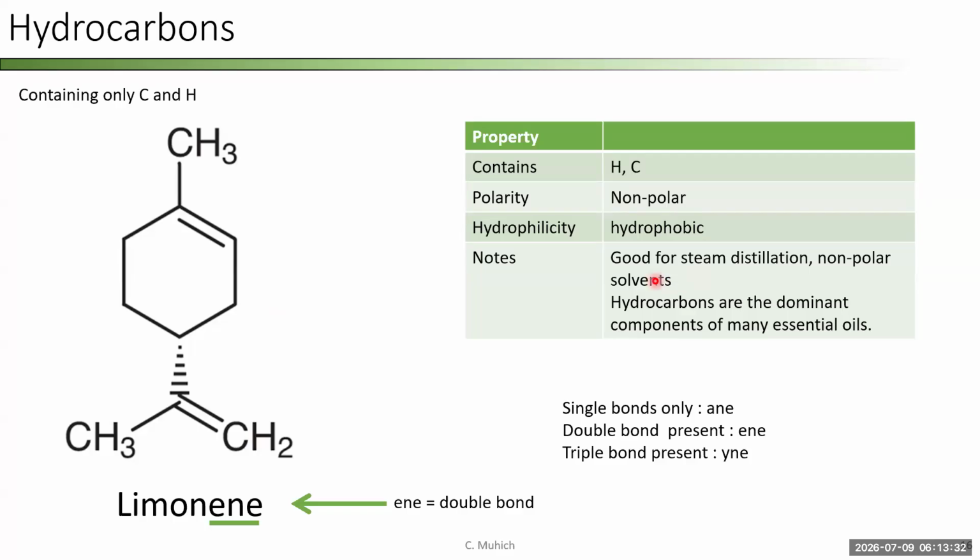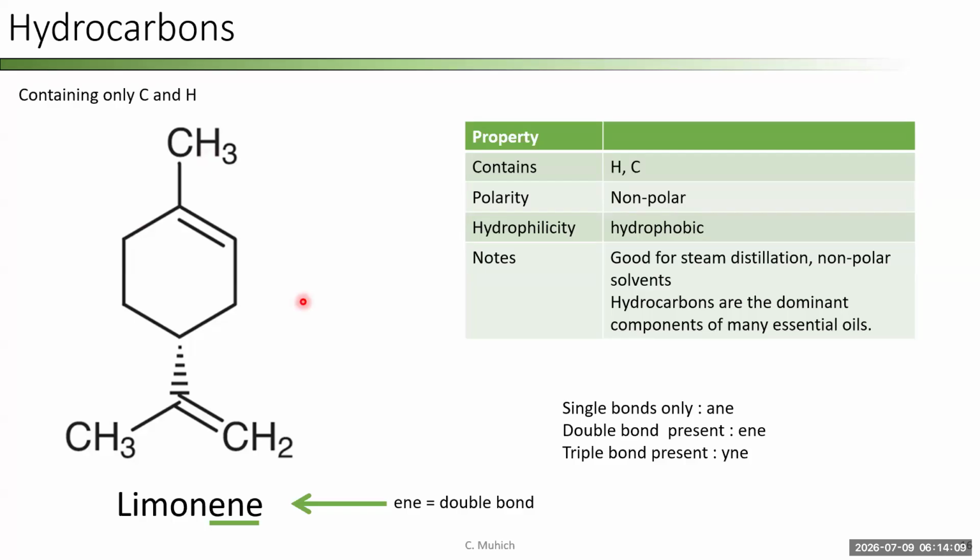If we look at this, there are relatively weak interactions, right? These interact only through dispersion forces, so they're highly volatile. And so this makes them good for steam distillation and use in extractions via nonpolar solvents. Some of these hydrocarbons are dominant components in many essential oils. And they differ, of course, in the actual structure.